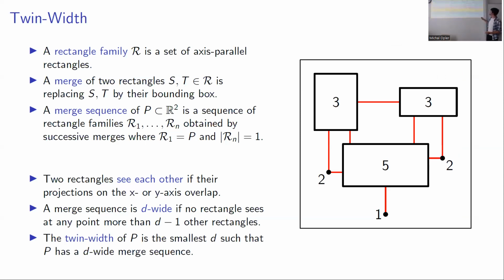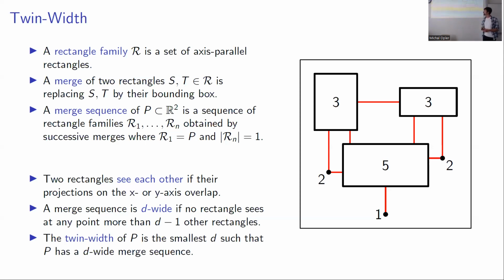These edges between rectangles that see each other are drawn in red. It's because in the graph definition of twin-width, they talk about this red graph, which exactly captures these objects that interact. And then you're essentially looking at the degree in this red graph, which is exactly how many rectangles are seen by a given rectangle here.